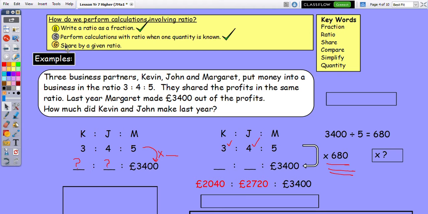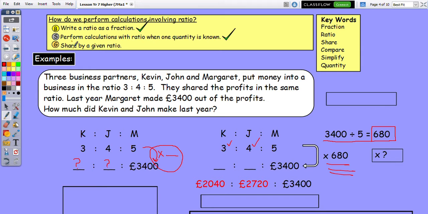So with these type of questions where part of the information is known, my only goal is to find this number here. Okay? So 5 multiplied by something is 3,400. The opposite of multiplying is dividing, and I get my magic number. Okay? I apply my magic number to the other ratios, and I get the answer.